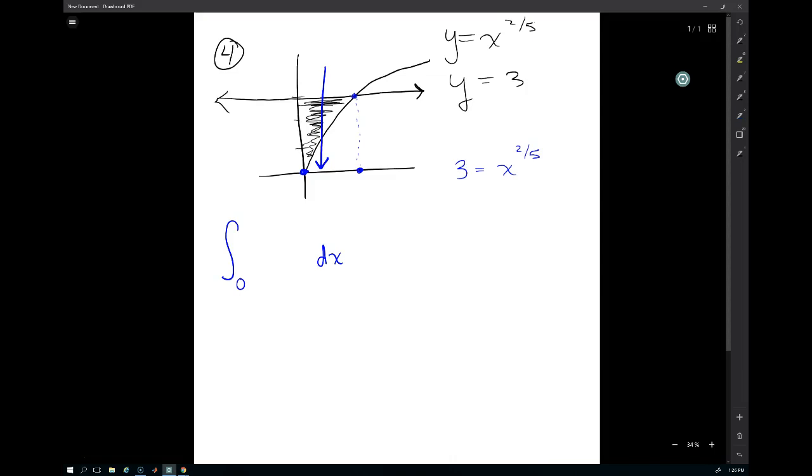To solve this for x, you need to apply a power to both sides that will cancel it out. And since one power to another power is multiplication, we want to multiply to get a 1. So you're really just multiplying by the reciprocal. So this is going to be 3 to 5/2.